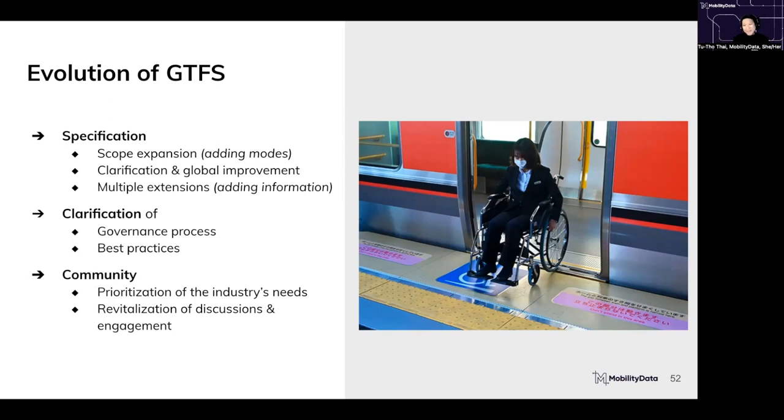The community added multiple extensions. For example, one I appreciate the most, illustrated on your right, is if the vehicle is wheelchair accessible or not. Throughout the years, there was also clarification of the governance process and, again, best practices on understanding the specification. The community keeps on being big, keeps on being very active, and we make sure that we listen to them before we make any decision in our work, and that no discussion stays stale, even if not started by us, but we make sure that we maintain this community very much alive.